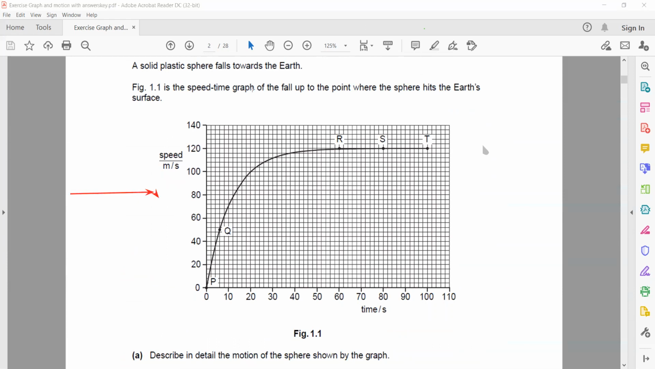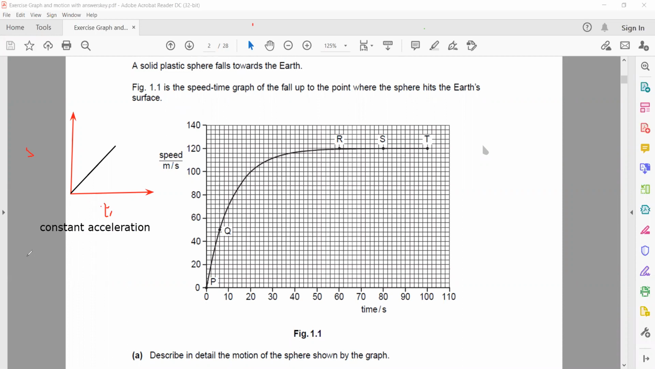Yes, sir. Look, for a speed time graph, if it is a straight line, what do you say about the motion, what do you say about acceleration? So we say when it's a speed time graph and a straight line, we mention that it is a constant acceleration. Speed is increasing but acceleration is constant.